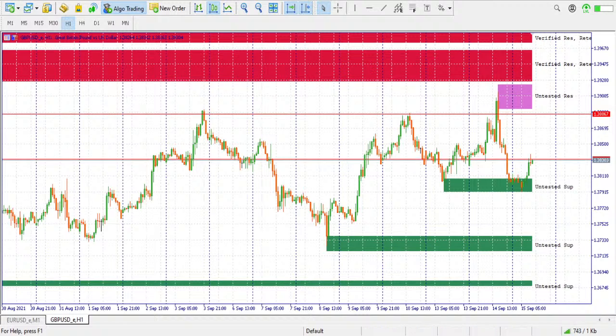So as it is now, we are basically just waiting. We'll wait to see price touch the verified zones so that we pick a sell position, or if the price goes down and touches a verified support, then we'll look for a buy position.